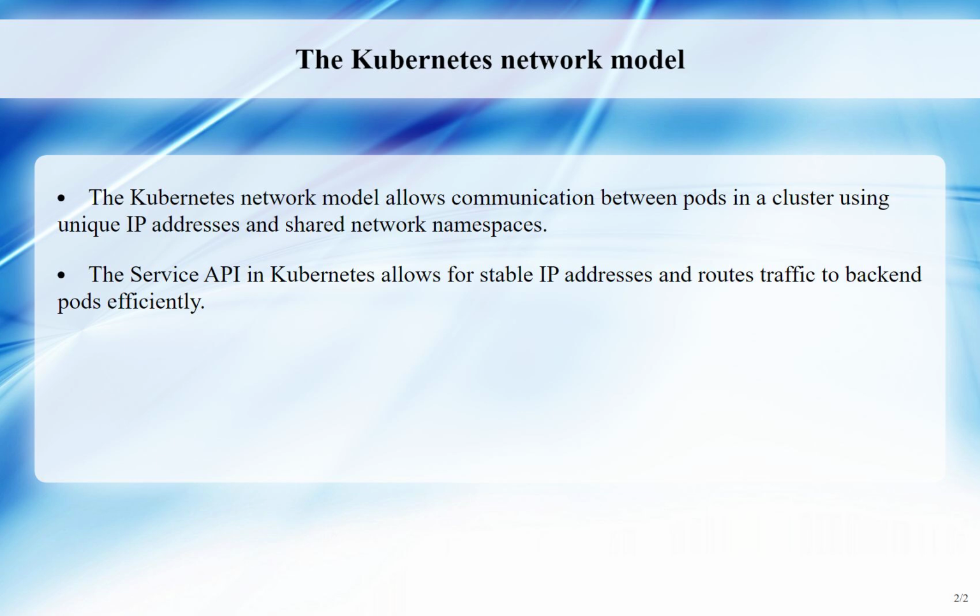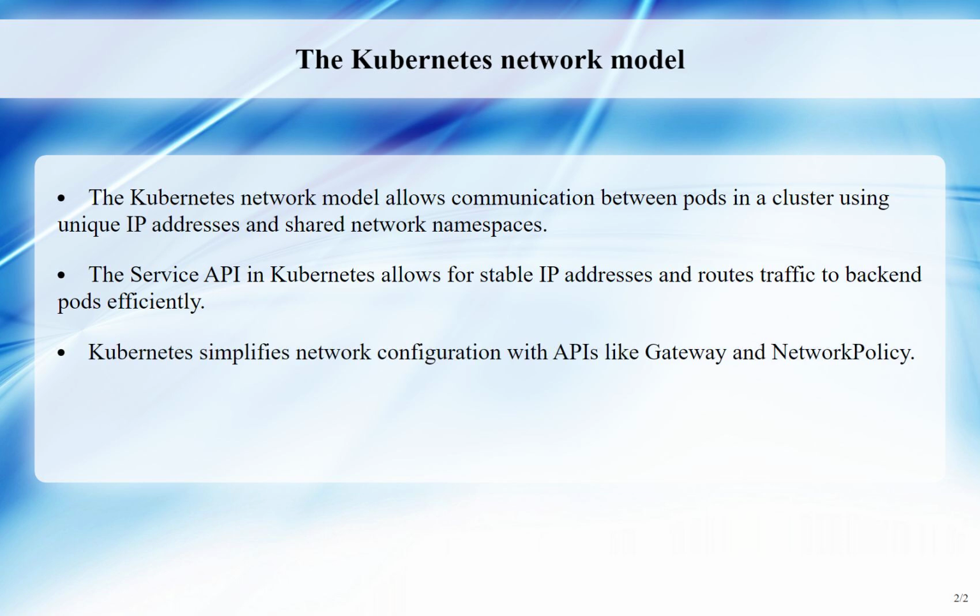The Service API in Kubernetes allows for the provision of a stable IP address or host name for a service implemented by backend pods. Endpoint slice objects provide information about the current pods backing a service, and a service proxy implementation routes service traffic to its backends using operating system or cloud provider APIs.